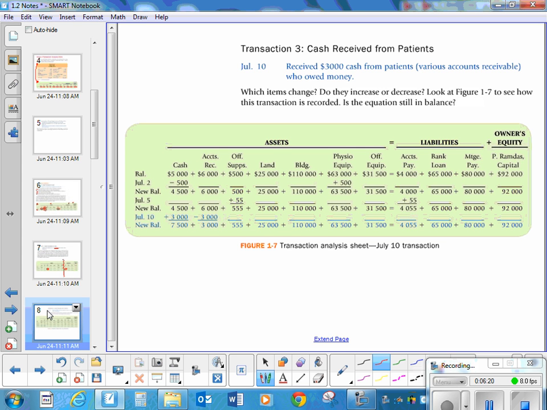July 10th, received $3,000 cash from patients. Now that says it's various accounts receivable who owed money. So it's not telling you specifically what patients paid you, it's just grouping them all together. So you know that your cash is going up $3,000 and your accounts receivable is going to go down $3,000. Okay, people owe you less now after this transaction. That's why it's going down $3,000. And if you think of this as being left side and right side, the left side went down and then it went back up. So you're still in balance.